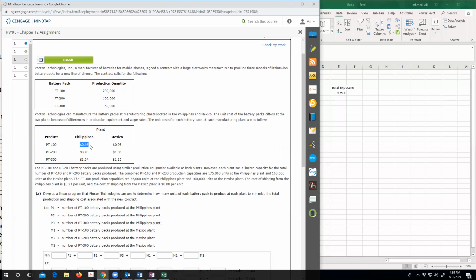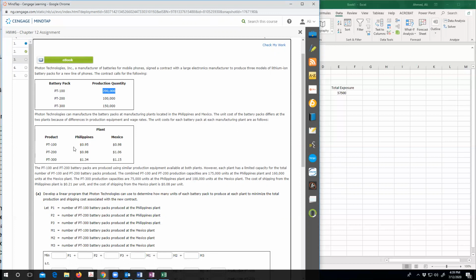And there are constraints too on that. So they cannot say, if PD 100 is cheaper in Philippines, we should make all of it, 200,000, from Philippines. No, they cannot do this. And there's also a shipping cost attached to it. So they have to make some part of it in Philippines and some part of it in Mexico.